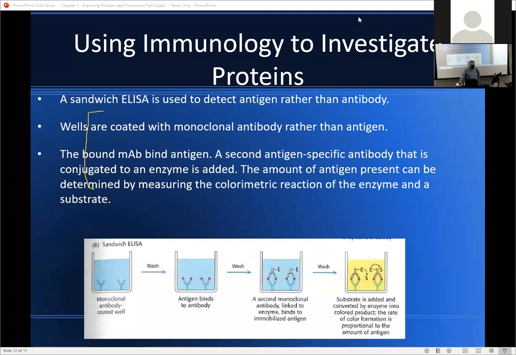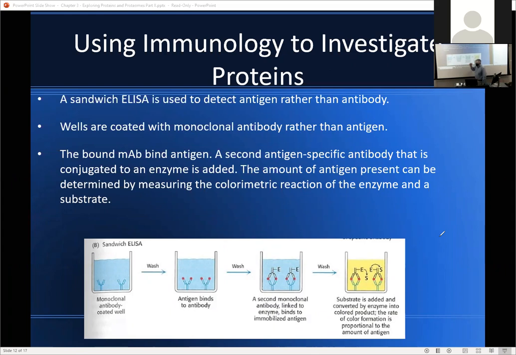Okay, so let's talk about another type of ELISA, a sandwich ELISA. So in a sandwich ELISA, we are detecting how much protein is there this time. Remember, in indirect ELISA, we're detecting if there's antibody against a certain antigen. In sandwich ELISA, we're detecting how much protein is there.